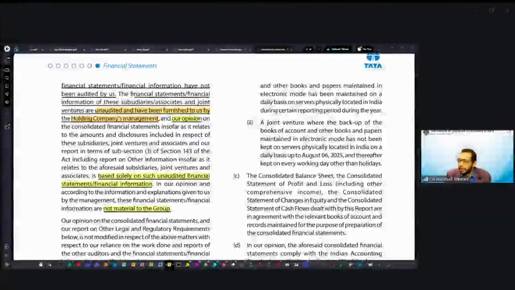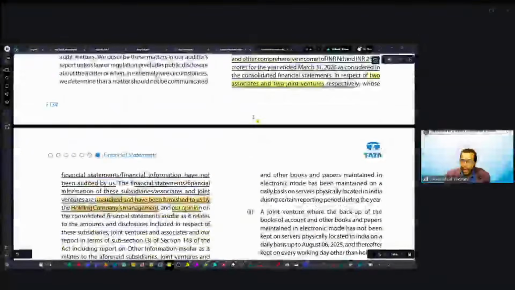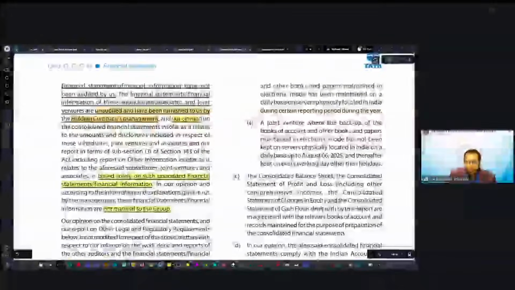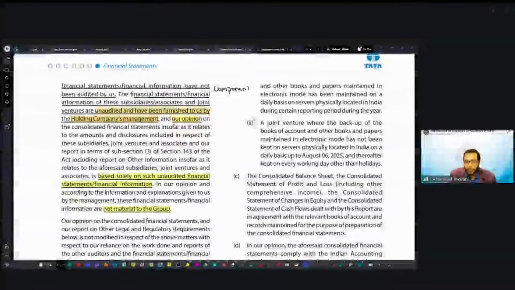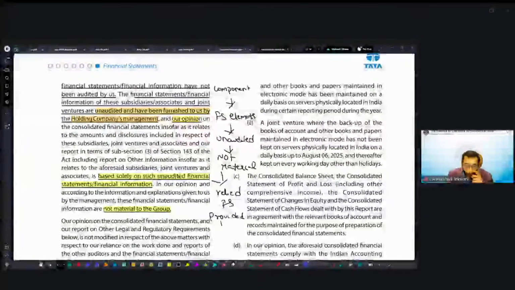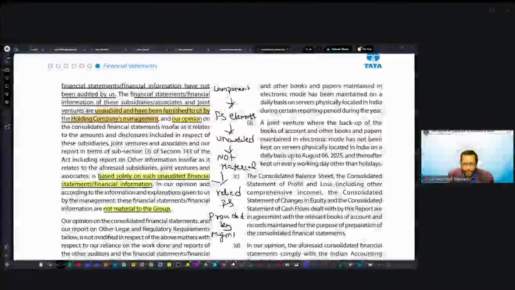So what we have done in this scenario: we have identified the components, their FS elements. We have said they are unaudited, we have said they are not material, and we have relied on FS provided by management.